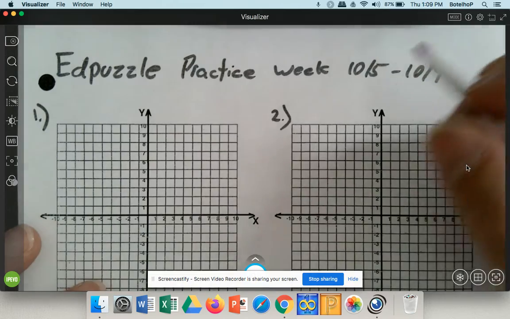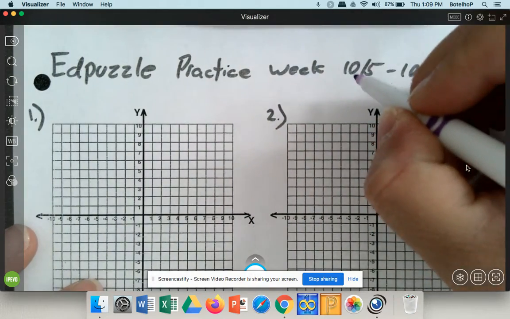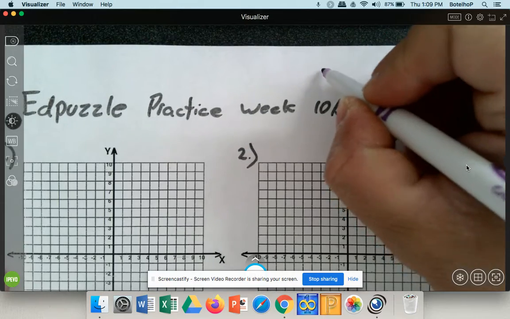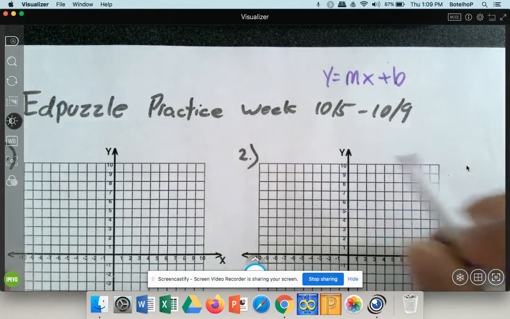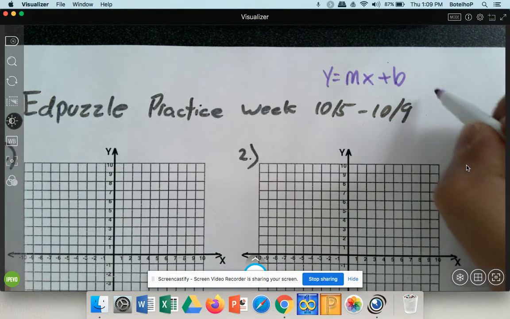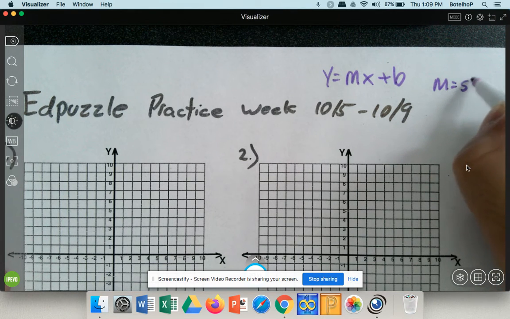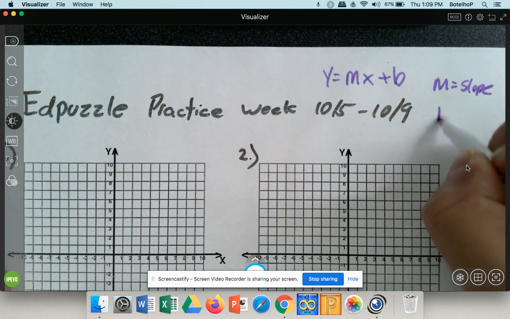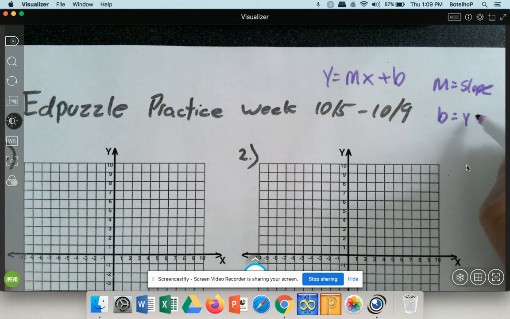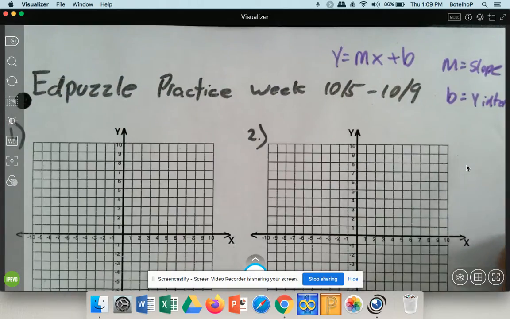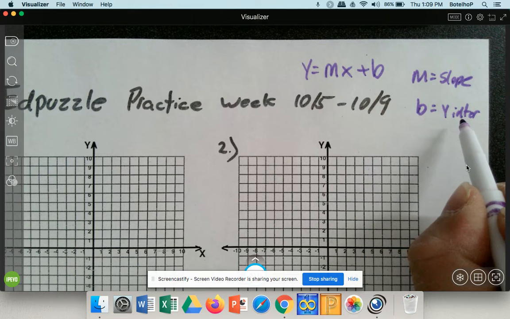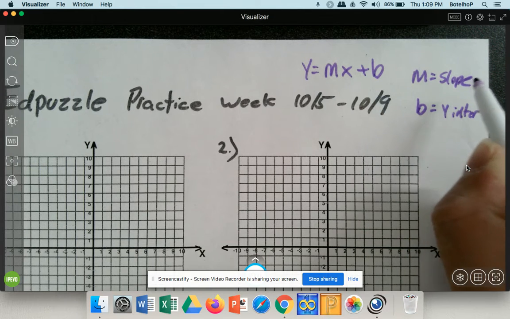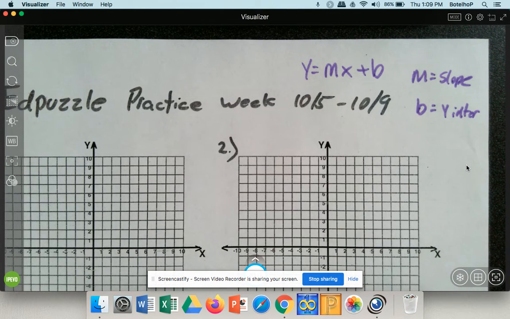Just remember that slope-intercept form is y equals mx plus b, and m is your slope. Of course, that means b is your y-intercept. If you watched from Monday, you will remember that the y-intercept is where you start, and your slope is how you go. I think that was Math by 5, if I did that right.